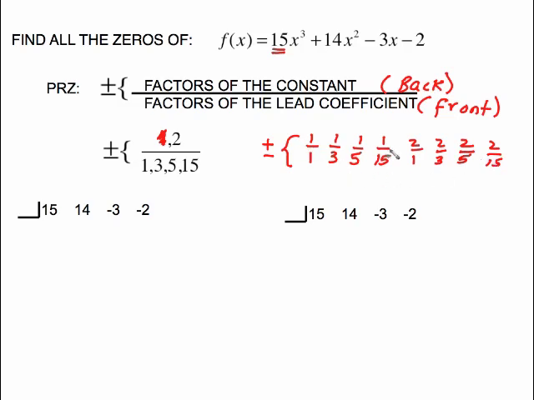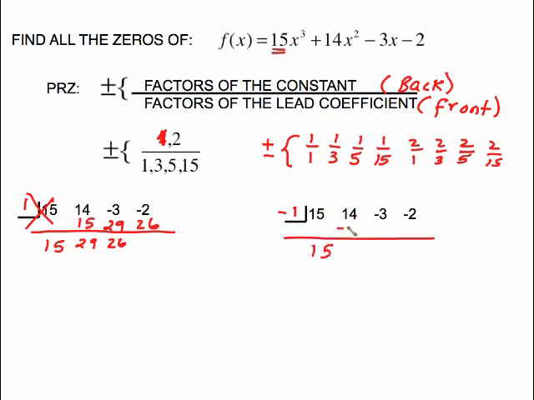Now we need to try each of these. This is a pain because look how many there are. There's 8 of these things I've listed, but plus or minus makes 16 possibilities. So we just got to try. If I try 1, let's bring down our 15. 1 times 15 is 15, gives me 29. 1 times 29, add to get 26. 1 times 26, no way does that give me 0, forget 1. Let's try negative 1.